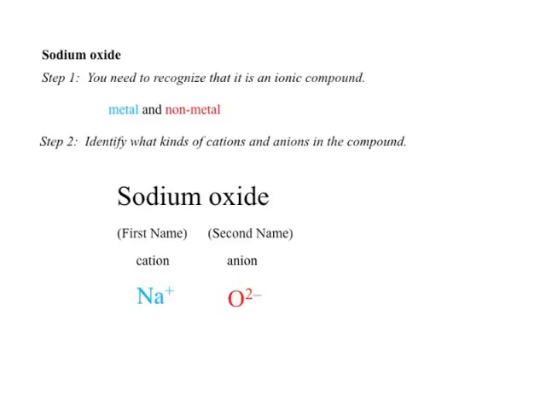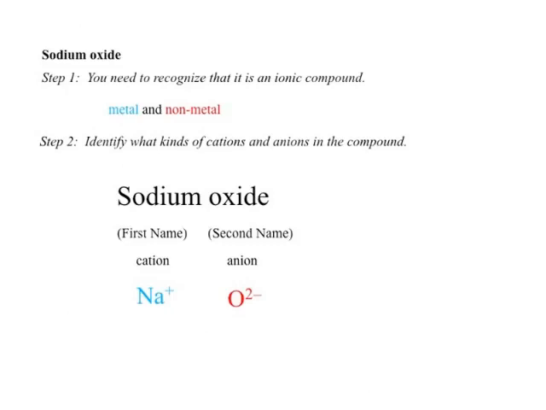Sodium oxide. So what is the chemical formula for sodium oxide? Remember, this is an ionic compound because sodium is a metal and oxide is a non-metal. However, this is not made of molecules. It is made of ions. So what kind of ions is it made of? In sodium oxide, the first name is always the cation and the second name is the anion.